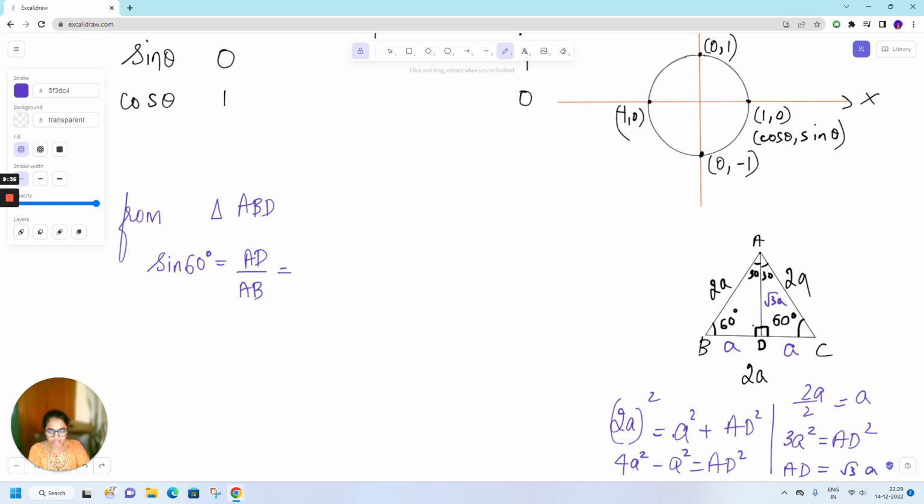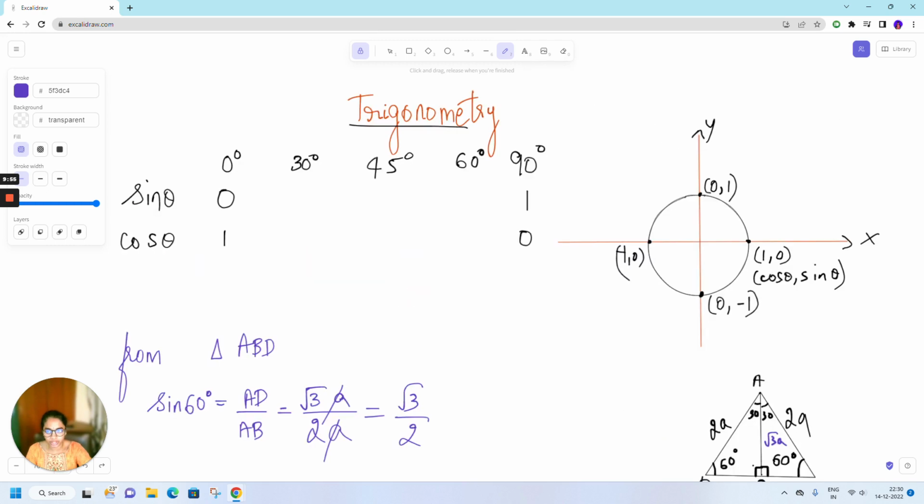Sine 60 degree is equal to AD over AB. AD is how much? Root 3 into A. What is the value of AB? AB is 2A. Yes, the A and A get cancelled. So, the value of sine 60 degree is root 3 by 2. Okay, let me write that down. The value of sine 60 degree is root 3 divided by 2.